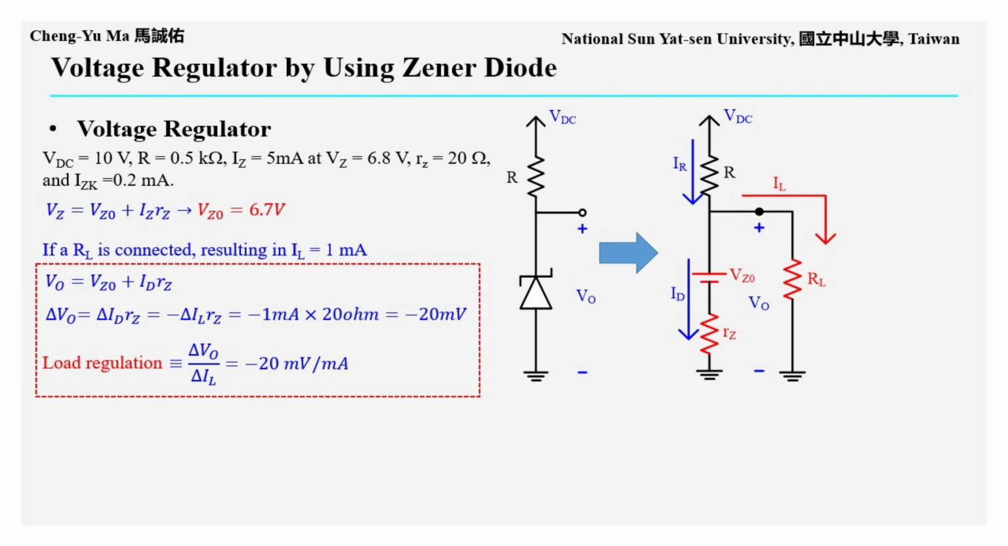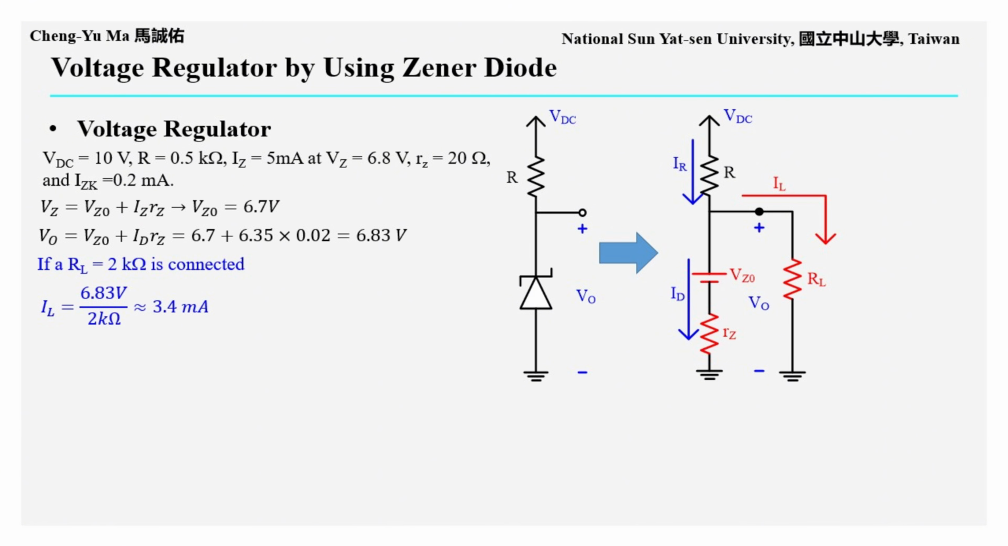If IL is 1 milliamp, then delta ID is negative 1 milliamp, meaning the diode current decreases by 1 milliamp. As a result, the output voltage changes by delta VO equals delta ID times RZ, which is negative 1 milliamp times 20 ohms, or negative 20 millivolts. This effect caused by adding a load is called load regulation. It is defined as delta VO divided by delta IL, which equals negative 20 millivolts per milliamp. This means every 1 milliamp of output load current causes the output voltage to decrease by 20 millivolts.